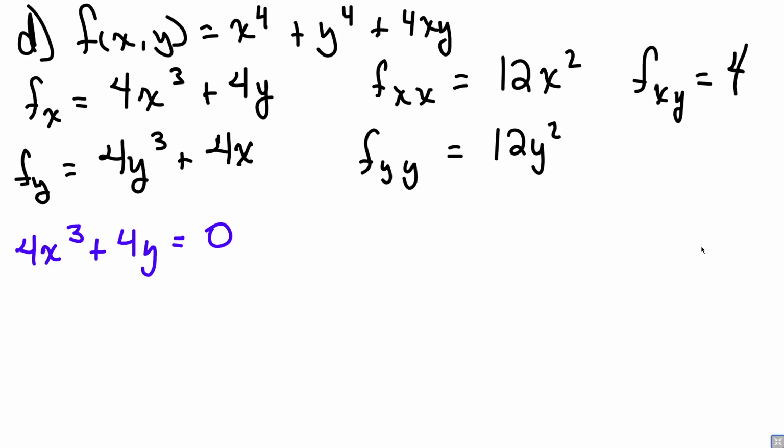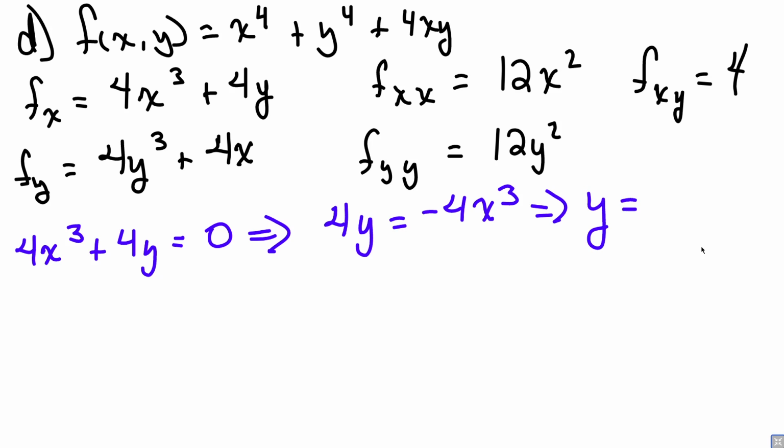With this, if we look at those partials, there's really nothing in common. There's no overlapping of variables that I can easily get rid of. So I'm going to solve this using the substitution method. I'm going to solve for y here. So 4y equals negative 4x cubed, and y is equal to negative x cubed. I don't want x equals because I don't want to deal with the cube root.